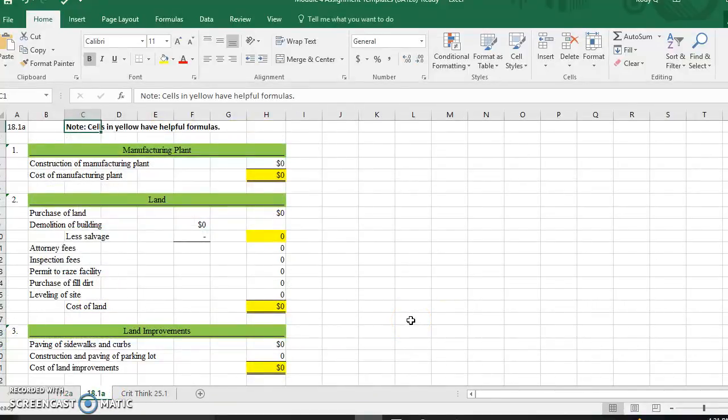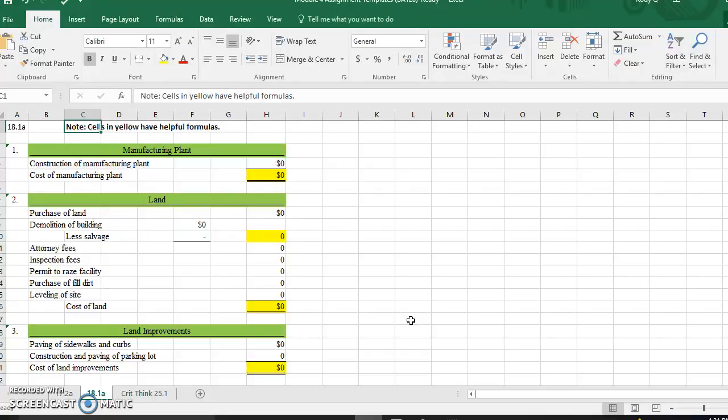Next, let's move on to 18.1a. This is a very practical problem, something that you will see all of the time. You might not be dealing with land, but you might be dealing with inventory. You might be dealing with clothing. You might be dealing with all sorts of stuff. But a spreadsheet like this, calculating numbers, is something that you will frequently do in jobs.